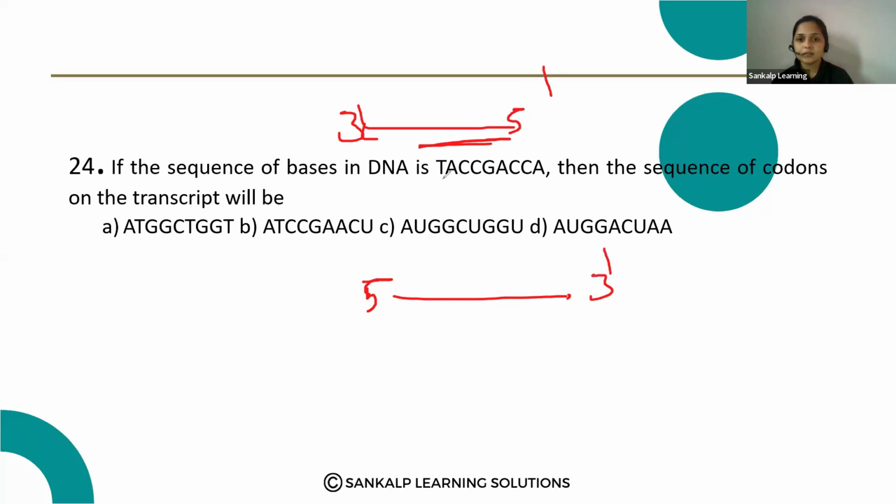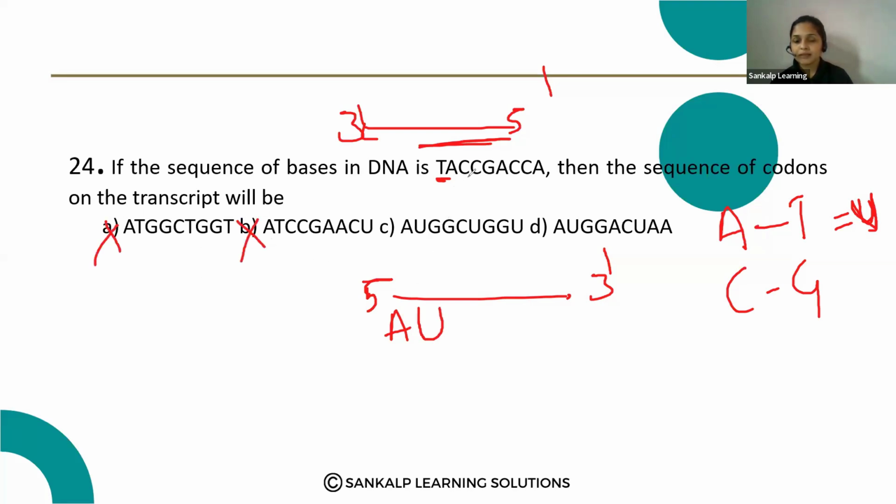So here this thymine is replaced by adenine. Adenine always binds with thymine, and cytosine with guanine. But in the case of RNA, thymine is replaced by uracil. Here thymine is in the DNA strand, so adenine is the correct answer. Adenine, then T is replaced by U, uracil, so I will write U. So I am cancelling option B and option A. Then C, so that is G.